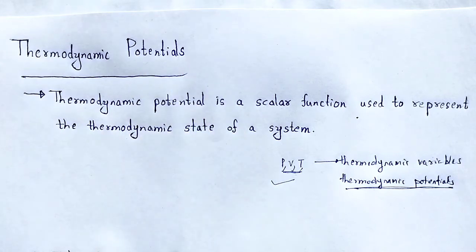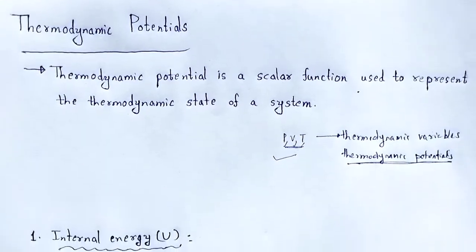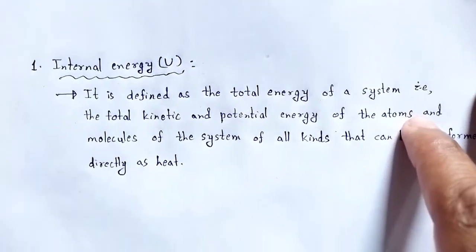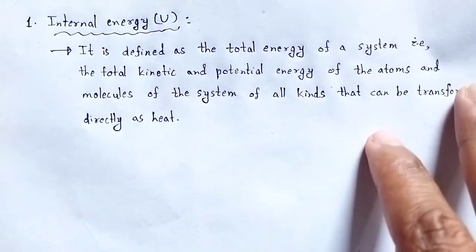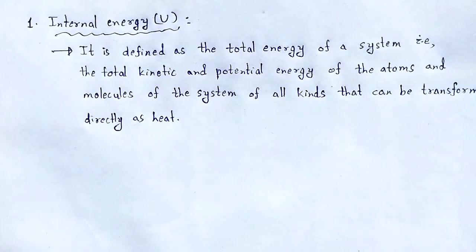There are 4 thermodynamic potentials we have to study in this video: internal energy, enthalpy, Helmholtz free energy, and Gibbs free energy. Let's discuss one by one the thermodynamic potentials, their properties and applications. So, the first one is internal energy, which is represented by the symbol U.